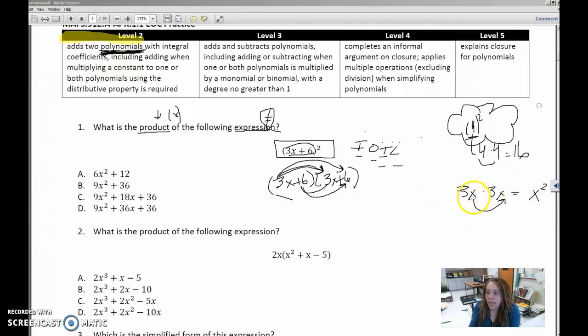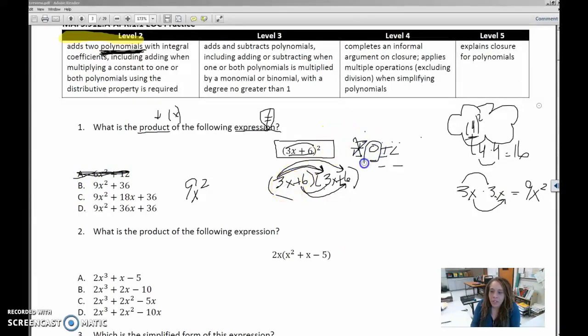All right, so x times x is x squared, and the coefficients 3 times 3 is 9. So I know I'm going to start with a 9x squared. So immediately, if I feel confident, I know I can eliminate answer choice A. Boom. Okay, so that takes care of my first terms.